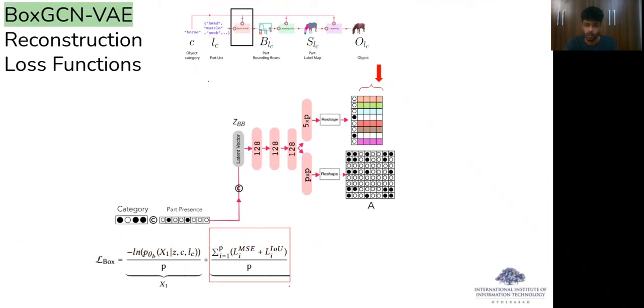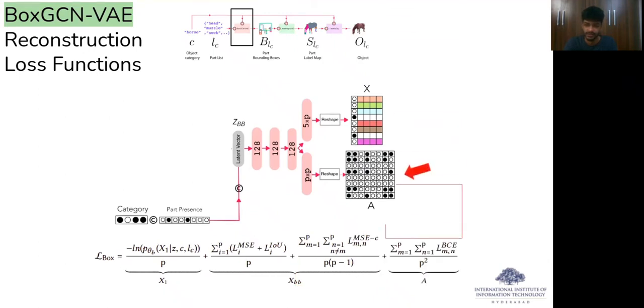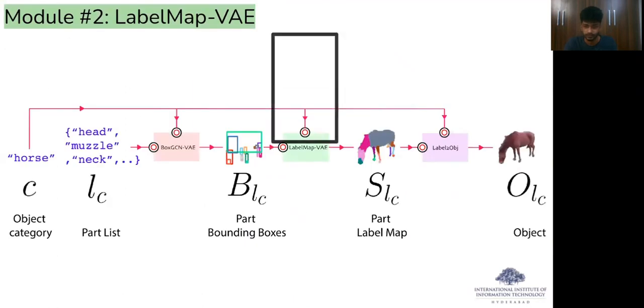To encourage coarse localization of individual bounding boxes, we use two instance level losses: mean squared error, and intersection over union between predicted and ground truth bounding boxes. To impose additional structural constraints, we also use a pairwise MSE loss defined in terms of distance between centers of bounding box pairs. For edge metrics, we use binary cross entropy as the per element loss.